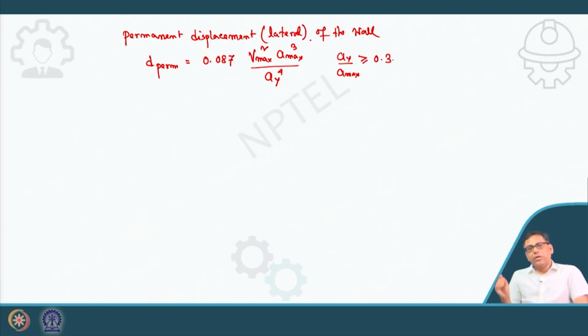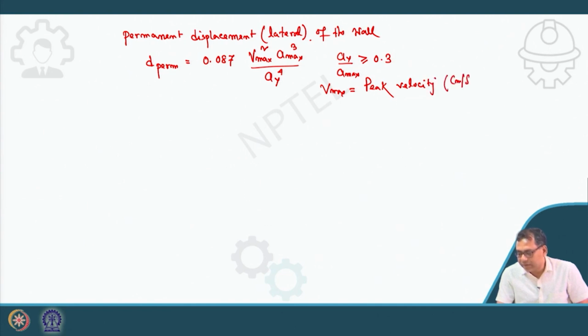So, you know the Vmax is the peak velocity, Amax is the peak acceleration or maximum acceleration, and AY is the yield acceleration. Okay? So, your Vmax is the peak velocity, generally you take it in centimeter per second. So, if it is centimeter per second, you will find the displacement will be in centimeter.